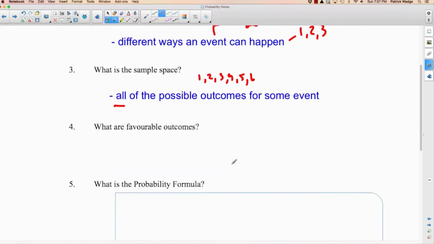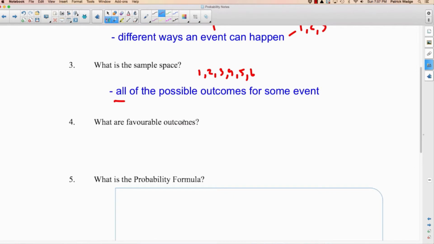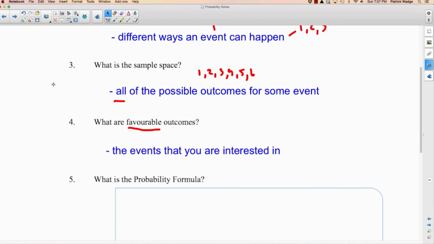Okay, favorable outcomes. Now, this is kind of a problematic word, favorable, because when we think of favorable, we always think of something good, right? Easter's favorable because we get chocolate, sort of thing. But in probability, it's not necessarily something good. Favorable outcomes are the events you're interested in. So I'm going to give you a weird example to show that the ones you're interested in aren't necessarily good ones. Let's say that I played this game with my friend.